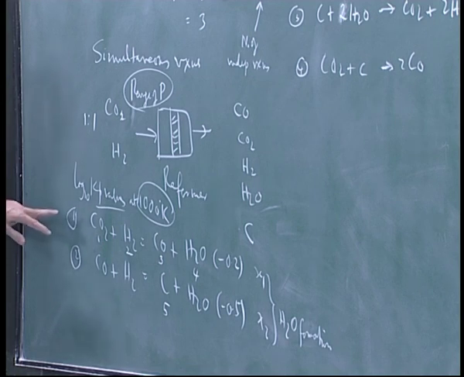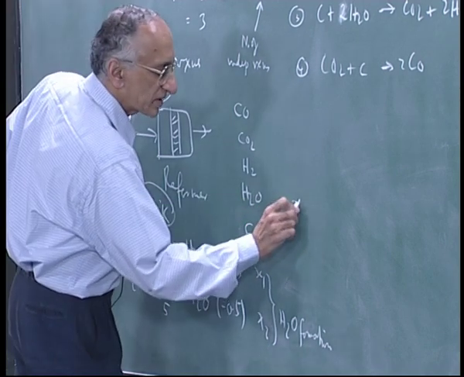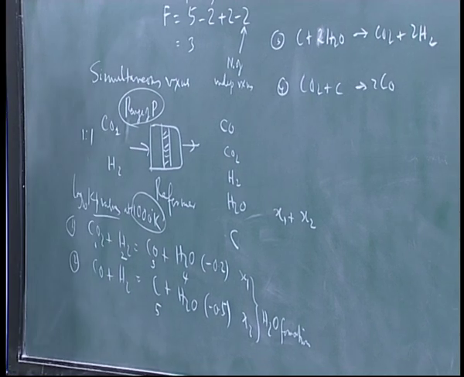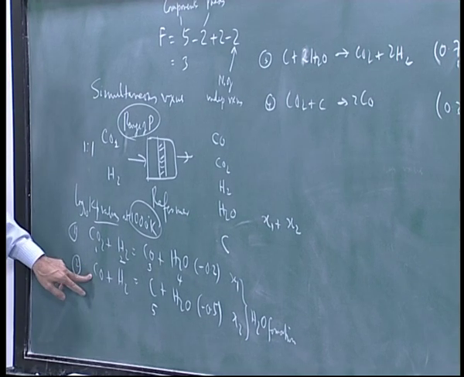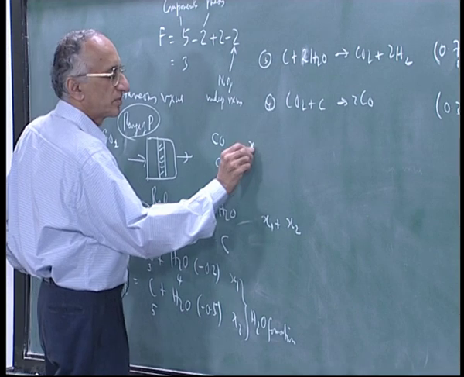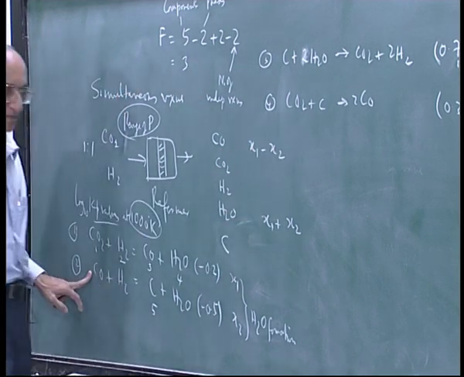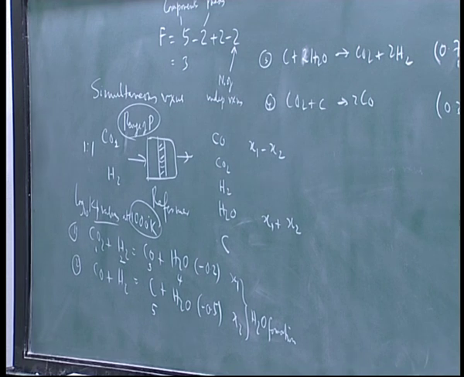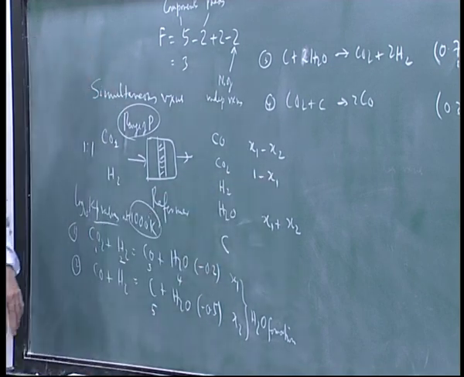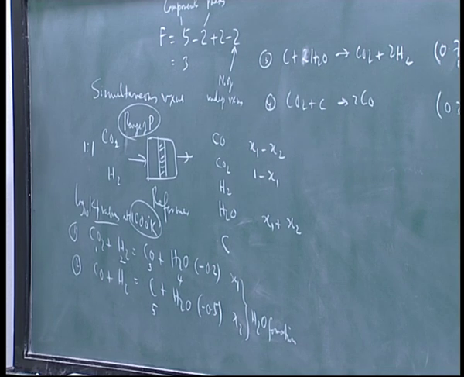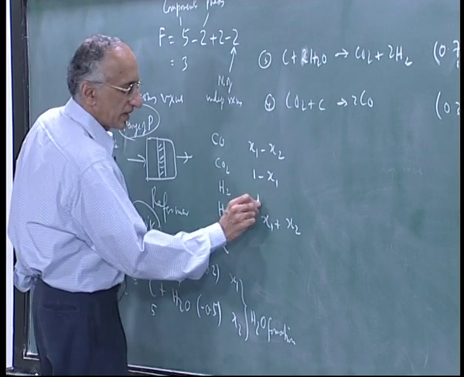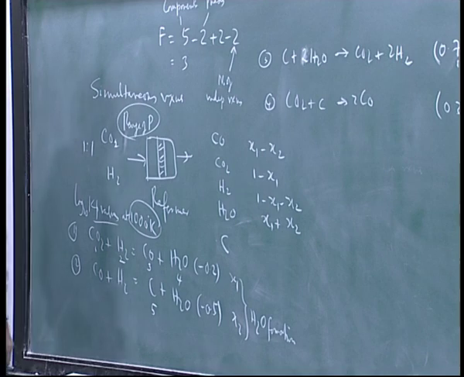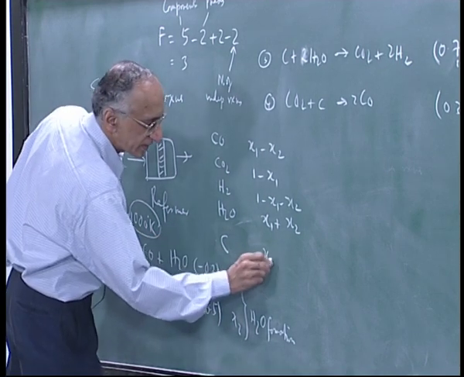So, x1 moles of water, which is not in the input, so this is x1 plus x2 at the outlet. Then if you look at carbon monoxide, this is produced in reaction 1, x1 will be produced, x2 will be consumed. If you look at carbon dioxide, it is consumed here, it is not produced at all. So, it is 1 minus x1. 1 enters and x1 is consumed. You look at hydrogen, it is consumed in both reactions. So, it is 1 minus x1 minus x2. Carbon is produced only in reaction 2.